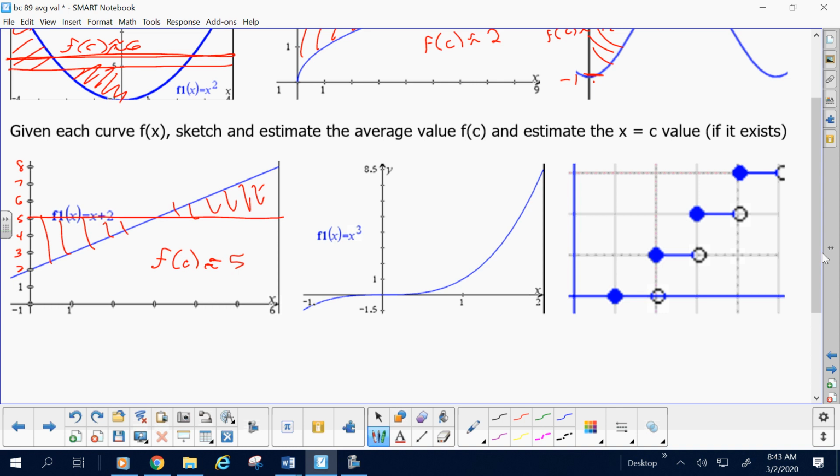I'm also saying find the x value at which the average value is made. So the average value is made at an x of, or x equals c of 3. So you're giving me two things. What do you think the average y value is, and the c, or x value, where that point occurs on the curve.